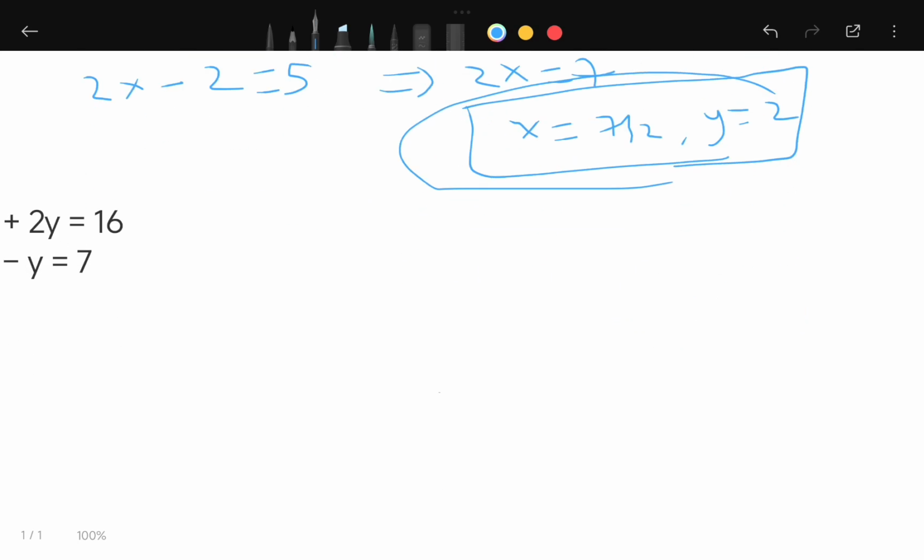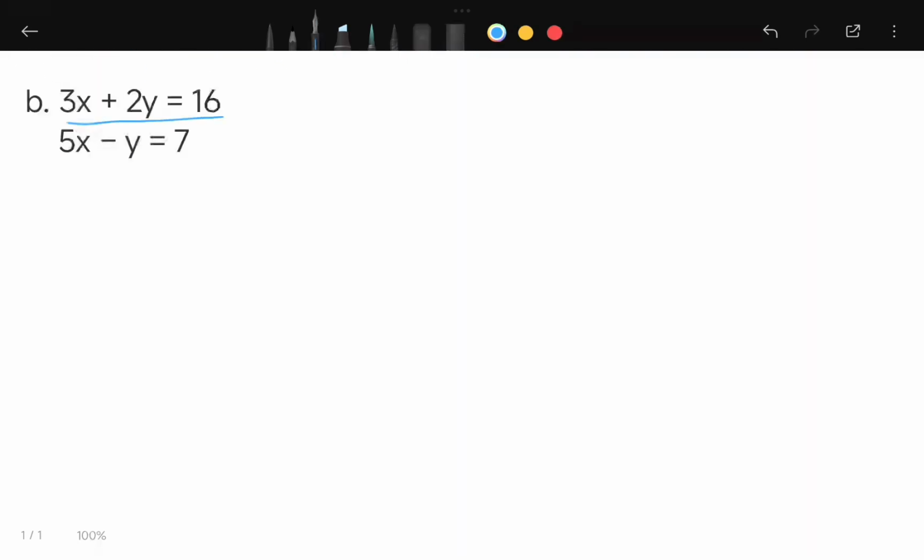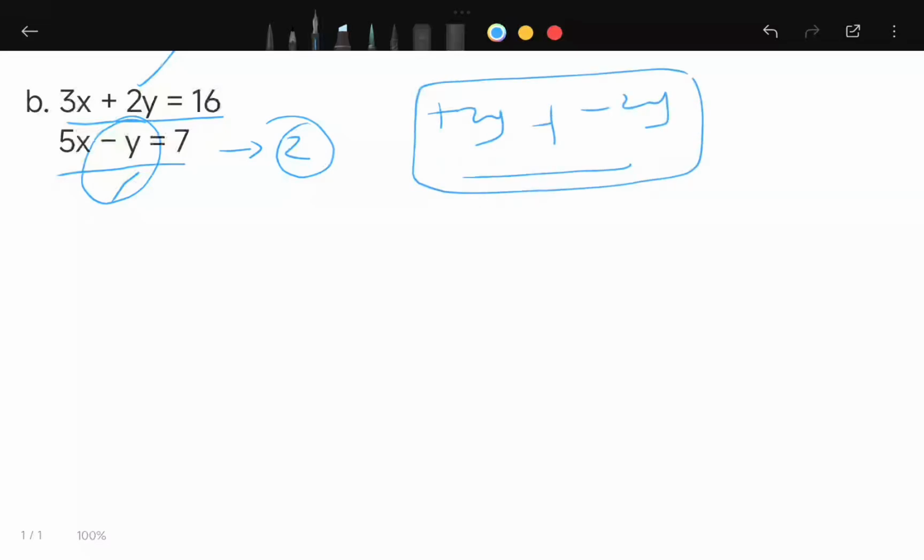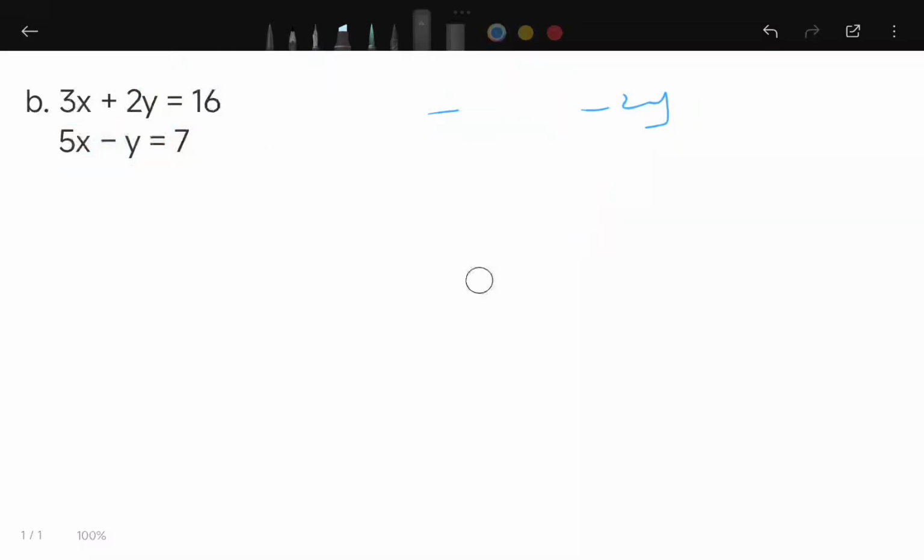Let's move to the second problem: 3x plus 2y equals 16, 5x minus y equals 7. Let us multiply the second equation by 2, because in the first equation there is 2y and in the second equation it is minus y. If you multiply by 2, it becomes plus 2y in the first and minus 2y in the second. If we add both, it will get cancelled, right? We'll only be left with x. So the idea is that.